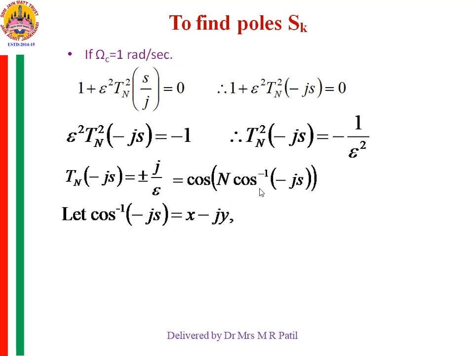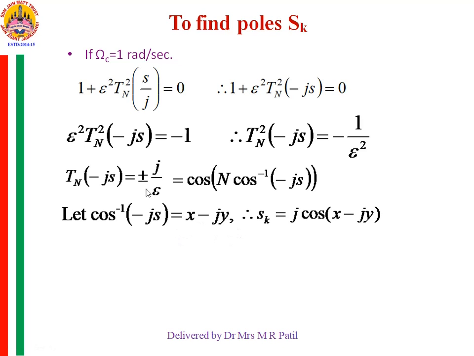Getting this or not? What are the assumptions here? First, we have assumed ohm C is equal to 1 radians per second. Now, we are assuming here that cos inverse of minus Js is expressed in terms of real part and imaginary part. So, it is equal to x minus j into y.